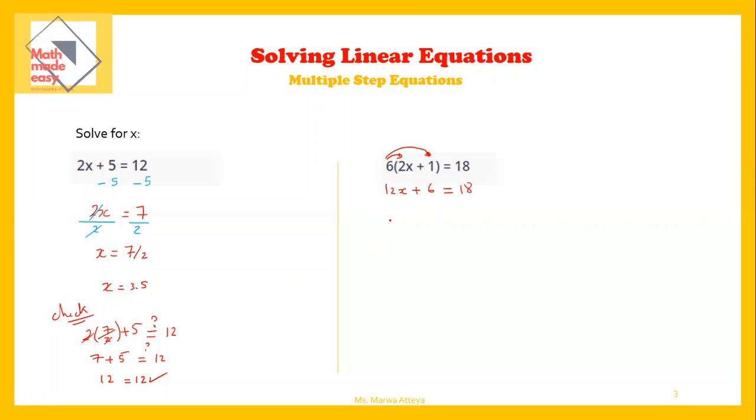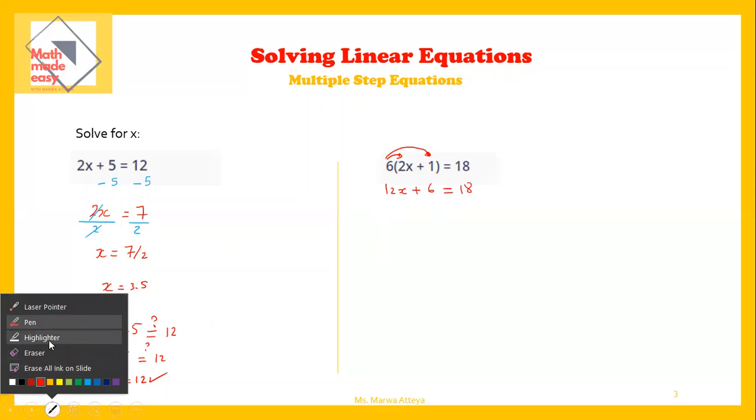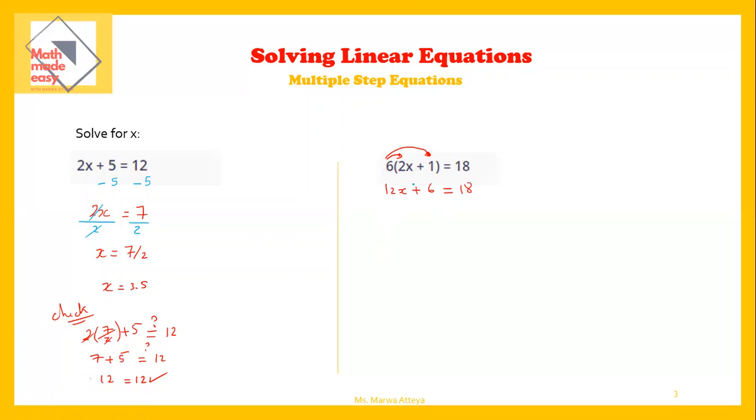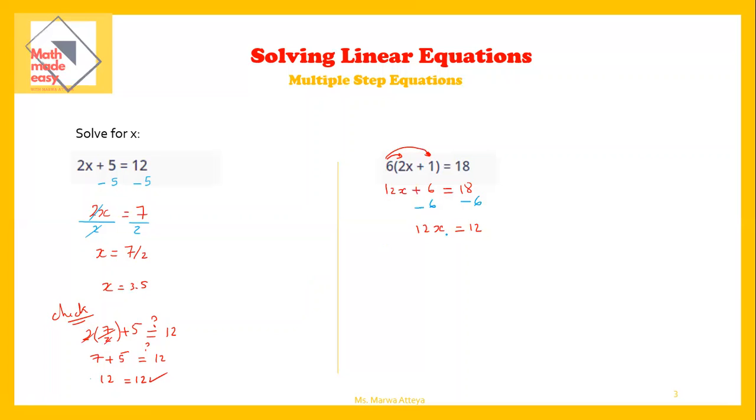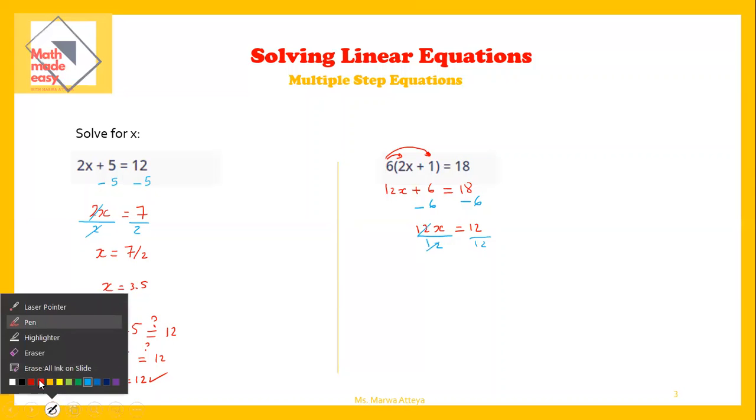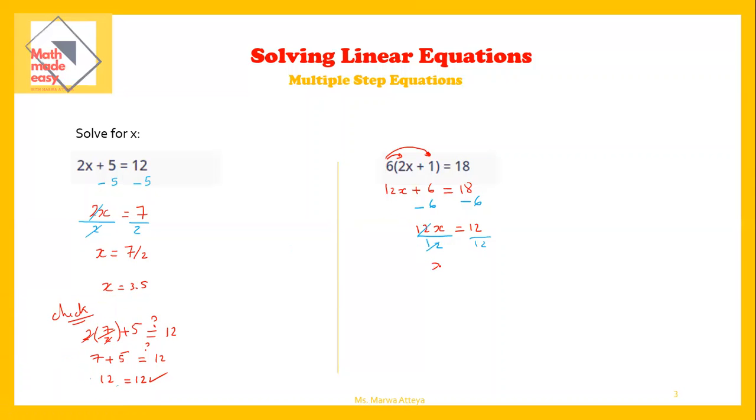As we said before, what do we do first? We are going to get rid of the value that is added to the x. So I'm going to subtract 6 from both sides. We do that, and we get that 12x is equal to 12. You're going to divide both sides by 12. Well, it's pretty obvious what the answer is, but let's do all our steps. Then we get that x in this case is equal to 1.